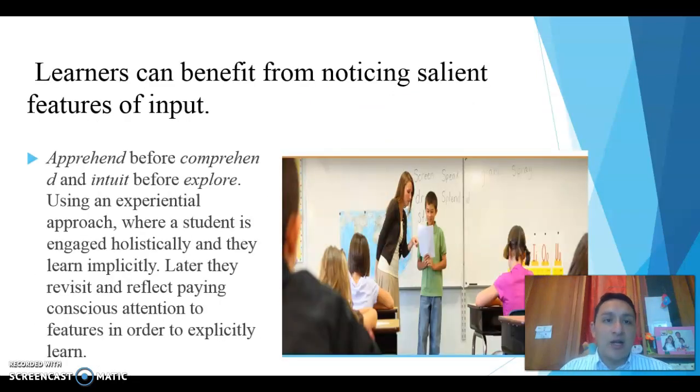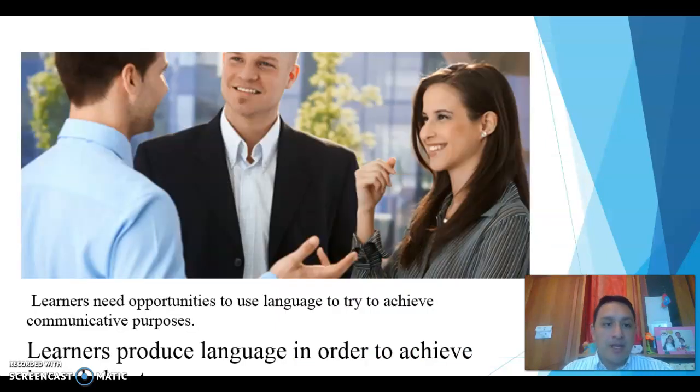Number 4 is that learners can benefit from noticing salient features of input. Apprehend before comprehending and interpret before exploring, using an experiential approach where a student is engaged holistically and learning implicitly.